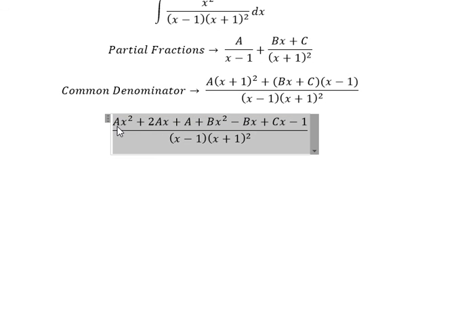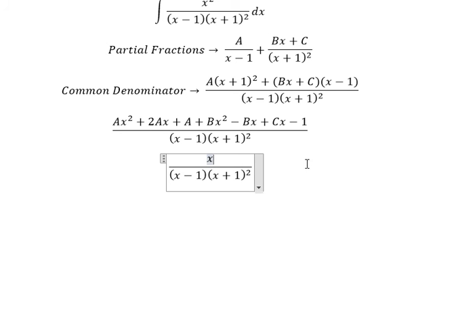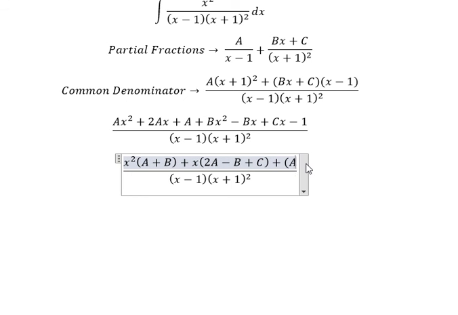Now, we need to arrange based on the power of x. We got x squared, open the bracket, A plus b. And we got x, open the bracket, 2A minus b plus c. And the last one, that's A minus c.